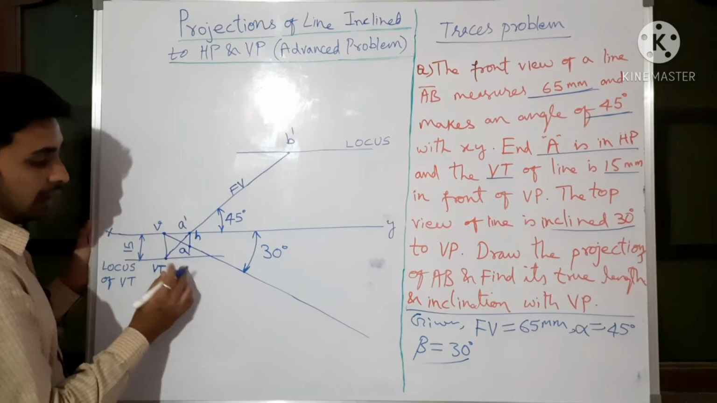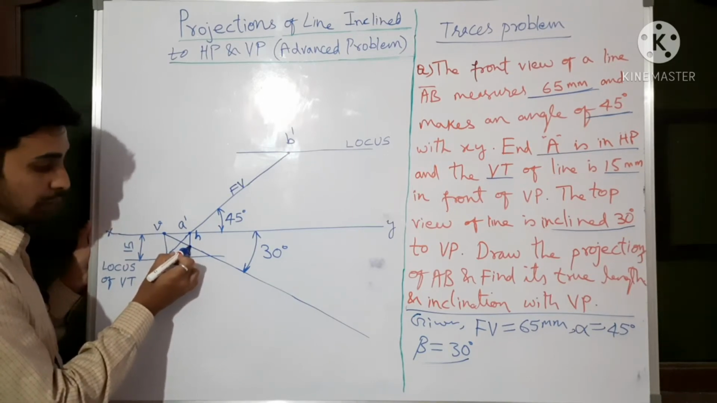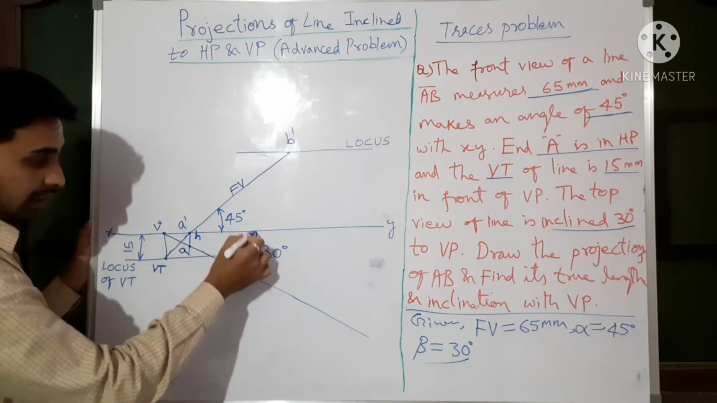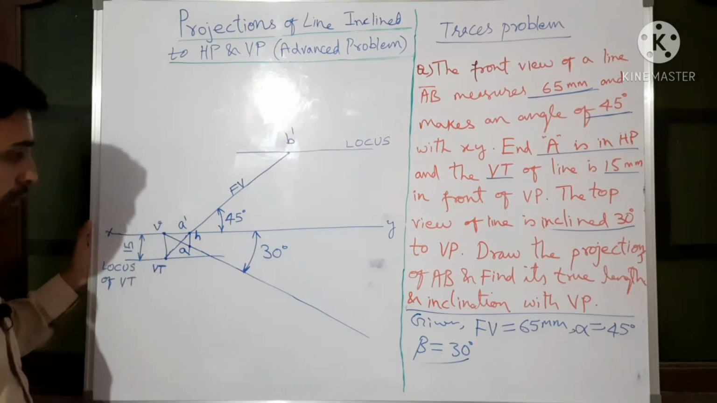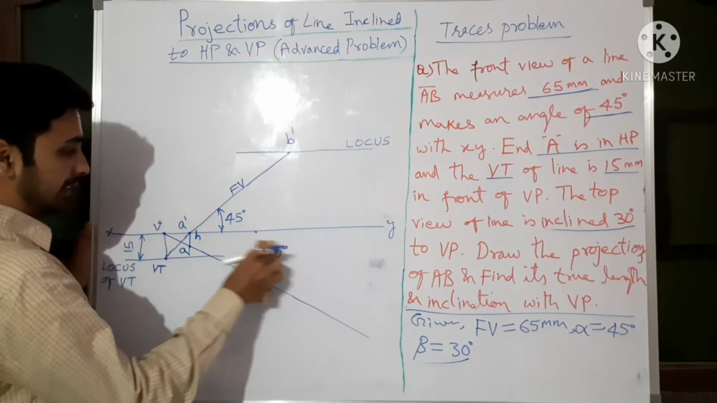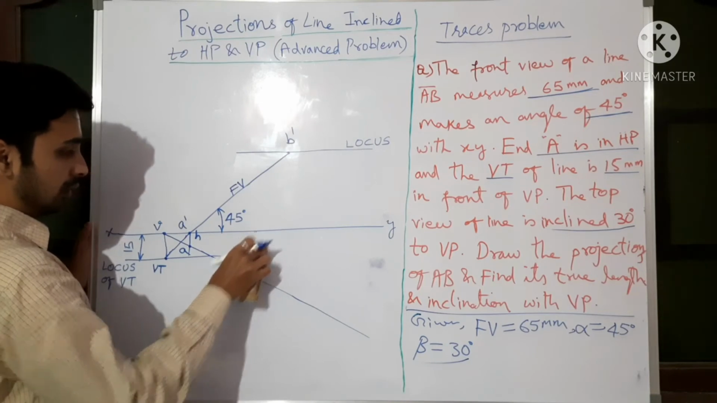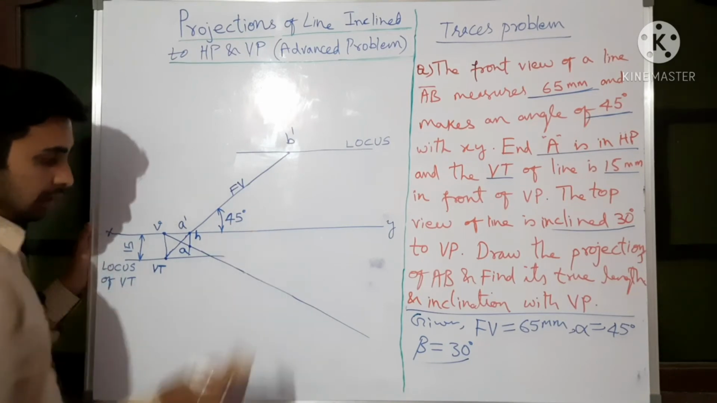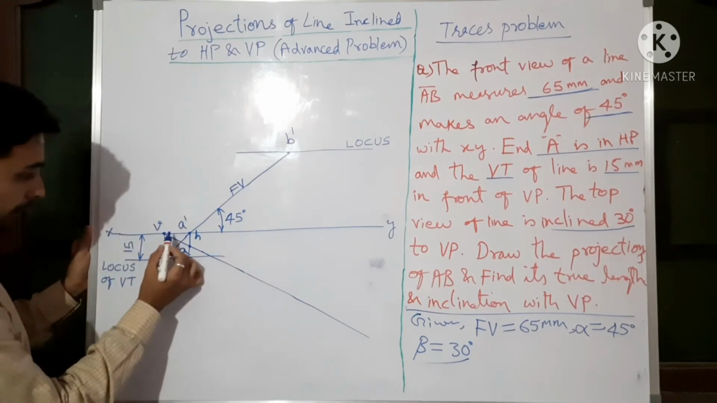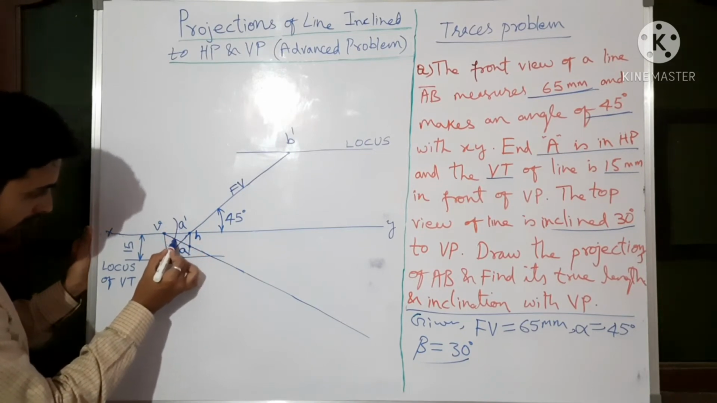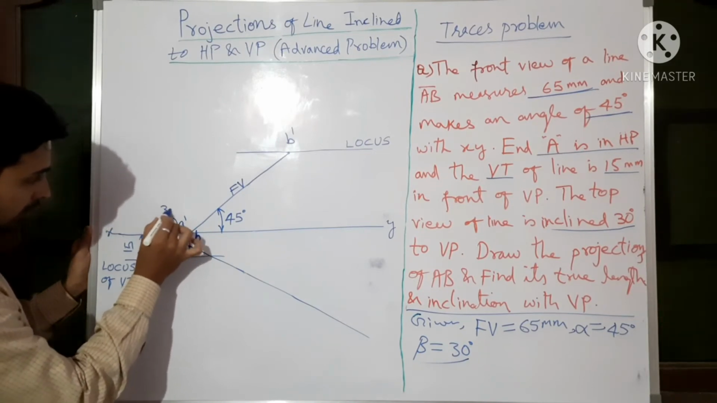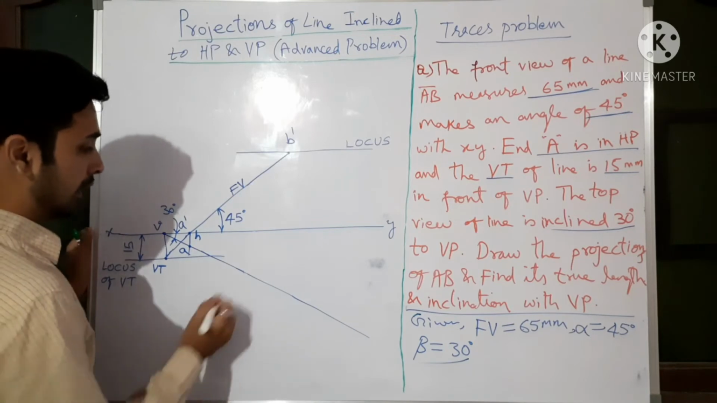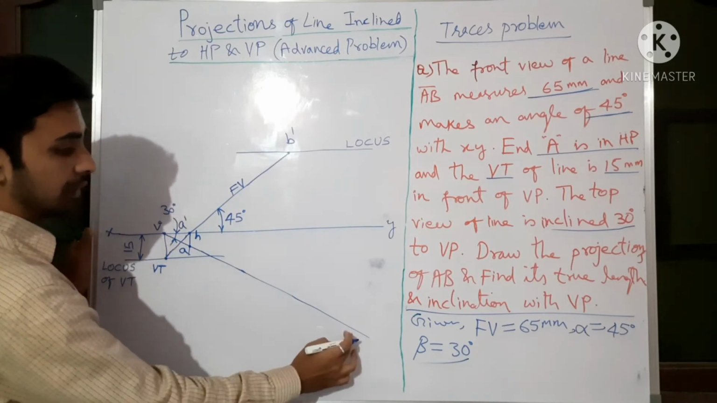So this is your A. From this point the top view is starting, where it is at 30 degree. We will put this dimension a little aside, just for explanation I marked this. We'll have small dimensions here, this is 30 degree. Now this end of the front view will be where?